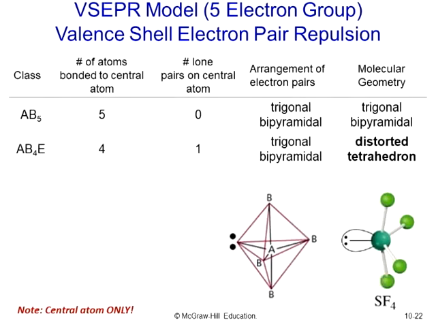Let's take a look at an AB5. An AB5 with 5 atoms, no lone pairs, has a trigonal bipyramidal electron pair arrangement, which is also the exact same molecular geometry of compounds with this AB5 classification. If we substitute in one position with a lone pair, that creates an AB4E, E for the electron pair. The arrangement of the electron pairs is still the same. It's trigonal bipyramidal. However, its molecular geometry is distorted tetrahedron.